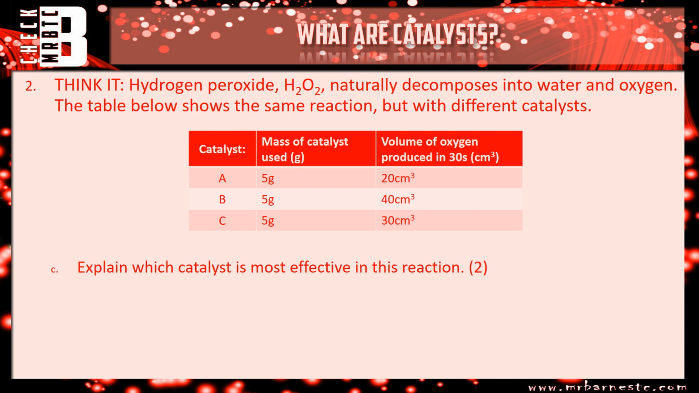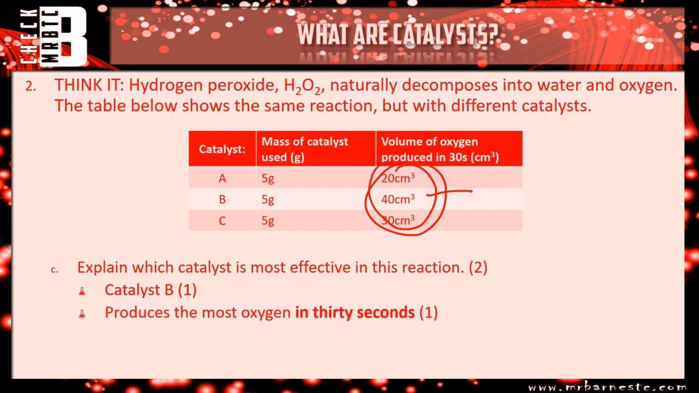Okay, on to part C. Explain which catalyst is the most effective in this reaction. So what you're looking at for this is the information in this column here. What you want is the one that's going to produce the most oxygen in the shortest amount of time, which is B. So you're going to get 1 mark for saying catalyst B, and then your 2nd mark is for validating that answer because it produces the most oxygen in 30 seconds.